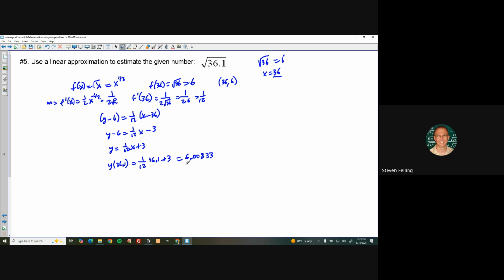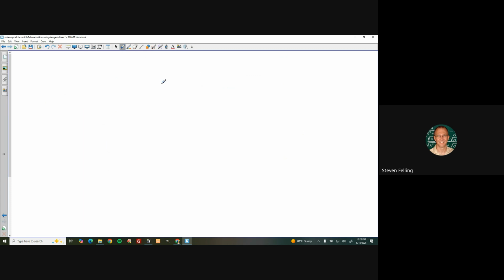Use the linear approximation to estimate the given number. Now, why would you do that? You could just use a calculator to find the exact answer. Only because we're being told to do it. All right, so that is the last part.